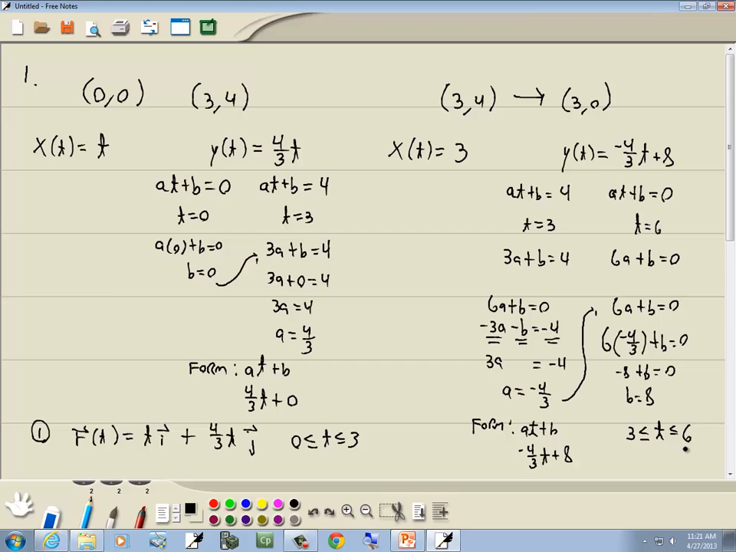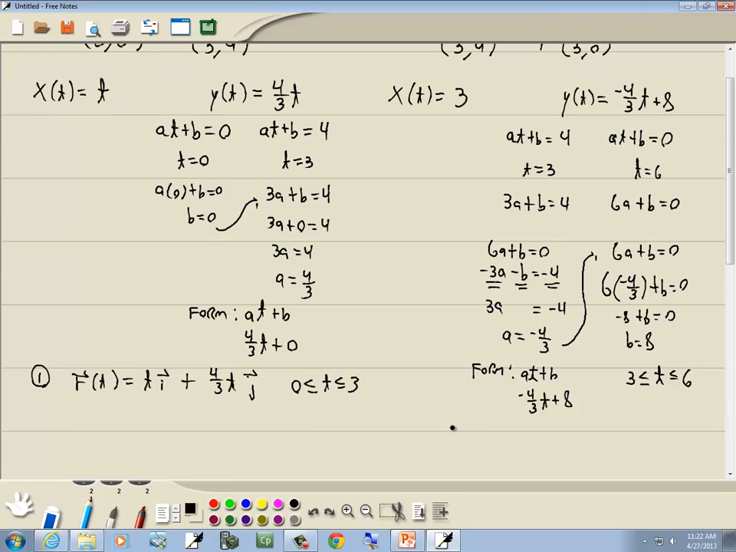From t is equal to 3 to t is equal to 6. Well, let's check this. Obviously, it doesn't matter what I put in for t. This is always 3, so that checks. If I put 3 in, the 3's would cancel. I get -4 + 8, which gives me 4. That's my starting y value. That works. Let's put 6 in. If I put 6 in for t, then that gives me -8 + 8, which is 0. So that works.